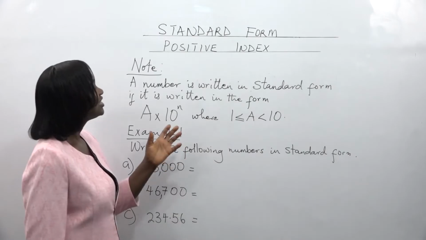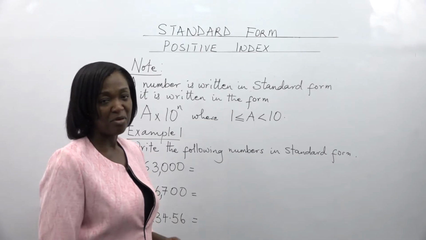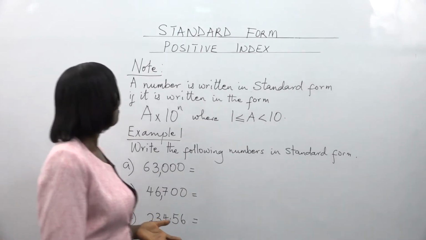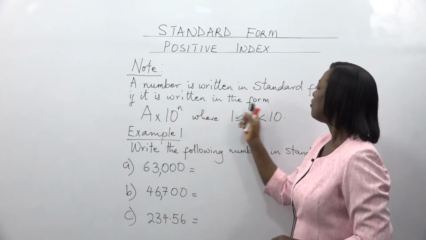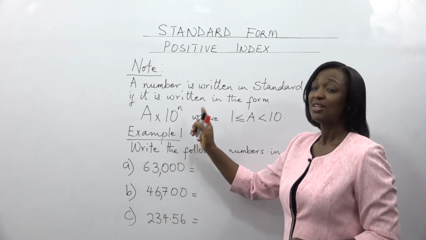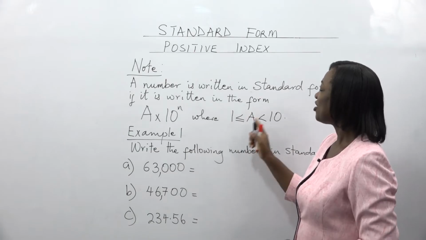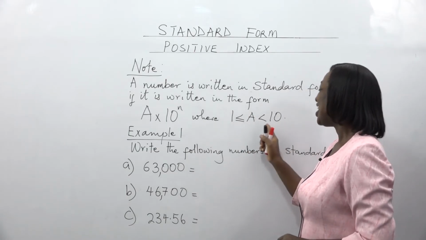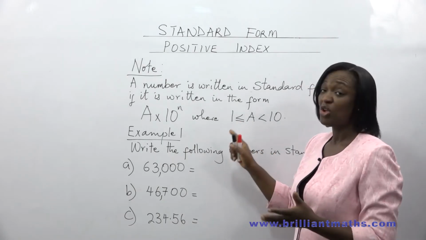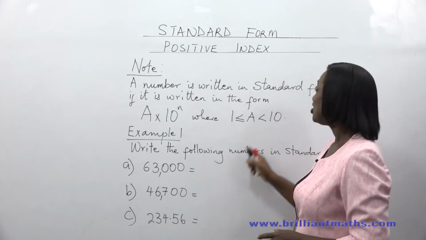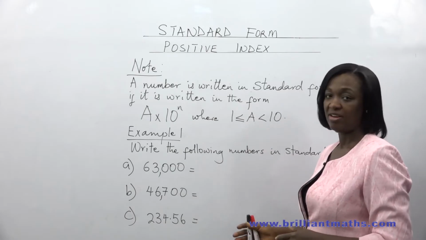Today we are looking at standard form. We want to learn how to write numbers in standard form. What do we mean by standard form? A number is written in standard form if it is written in the form a times 10 to the power n, where 1 is less than or equal to a and a is less than 10. That means that a is greater than or equal to 1, but a is actually less than 10. So the numbers go from 1 to 9.